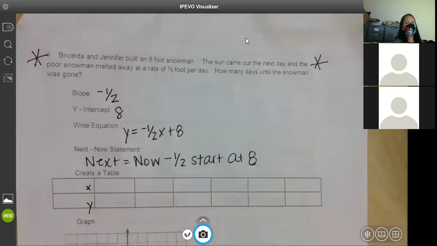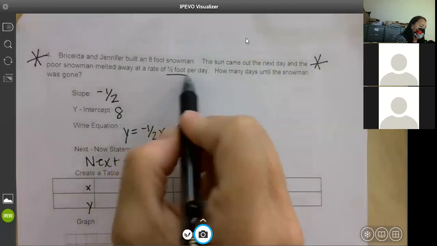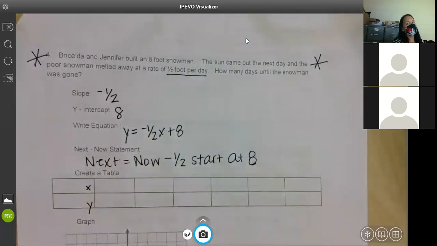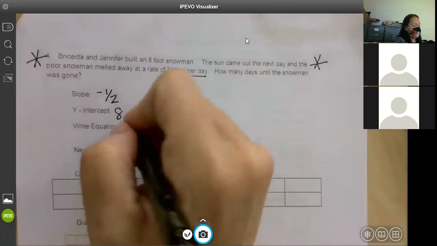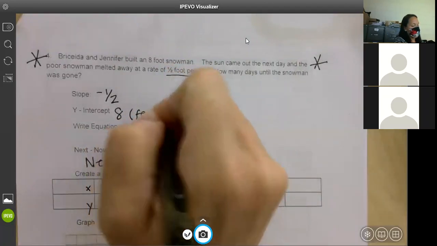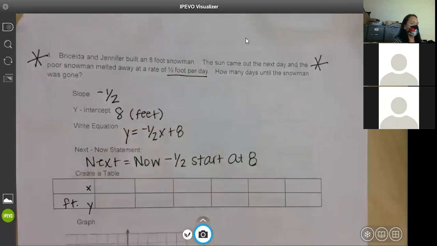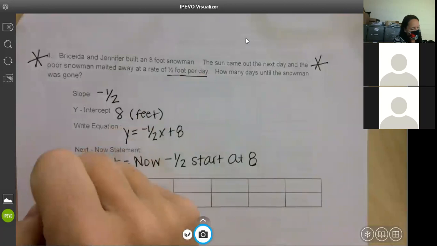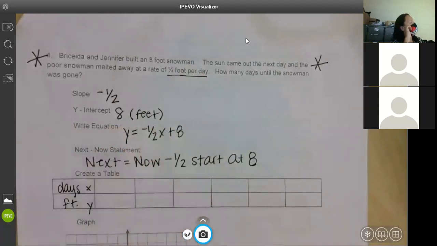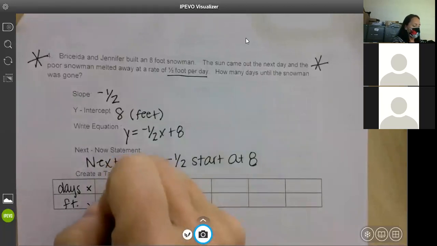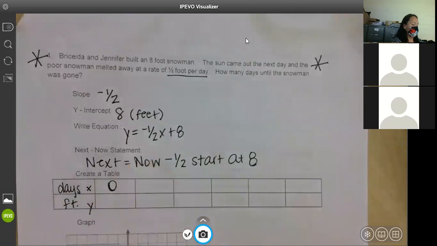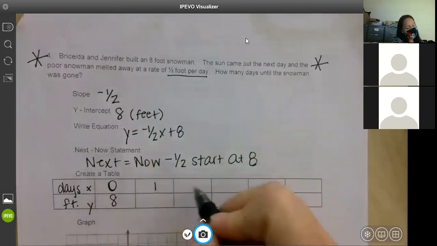What is your X and what is your Y? Here it is. 1/2 foot per day. We started at 8 feet. So that's your Y. Your height is your Y, or you can just put feet. So what's your X? Days, yep. You can put number of days, day, I don't care. That's not important. We start with our y-intercept. How tall was the snowman before he started melting? 8. And then we keep going up by days.